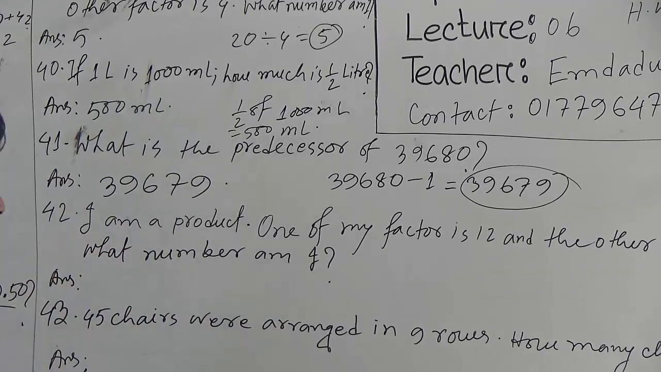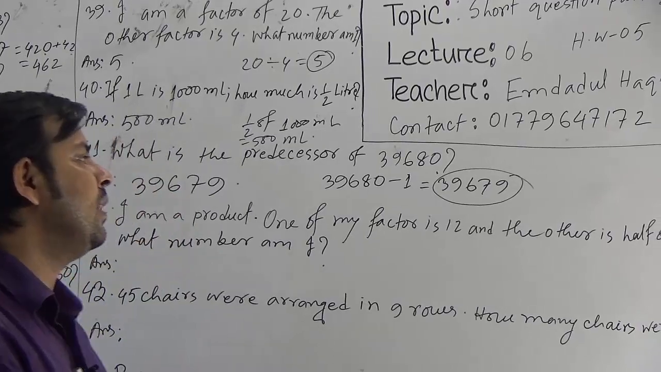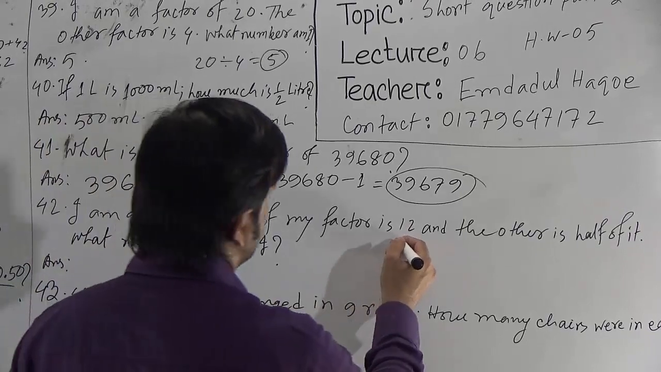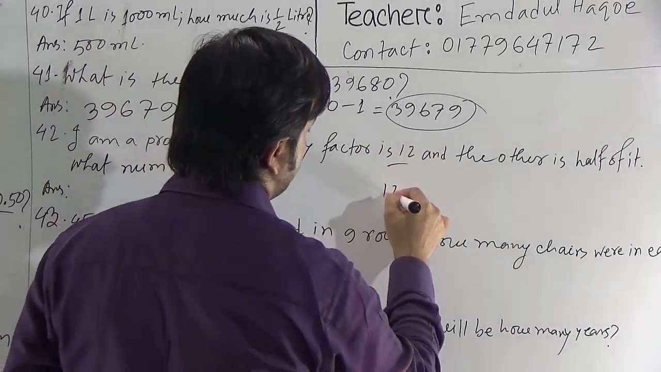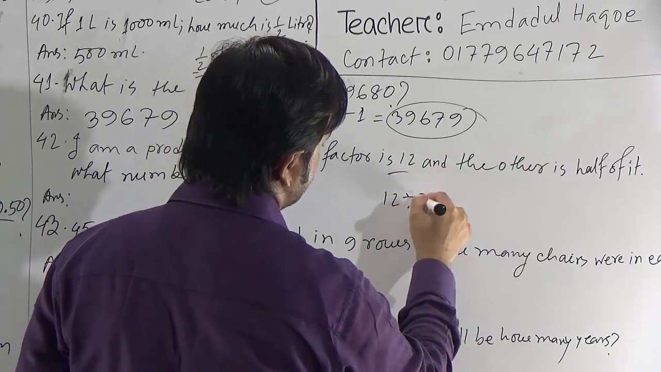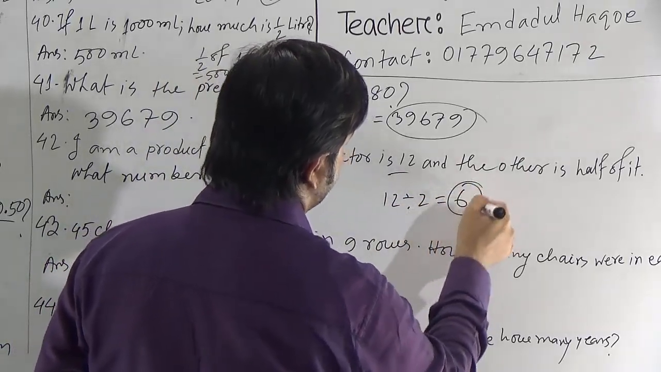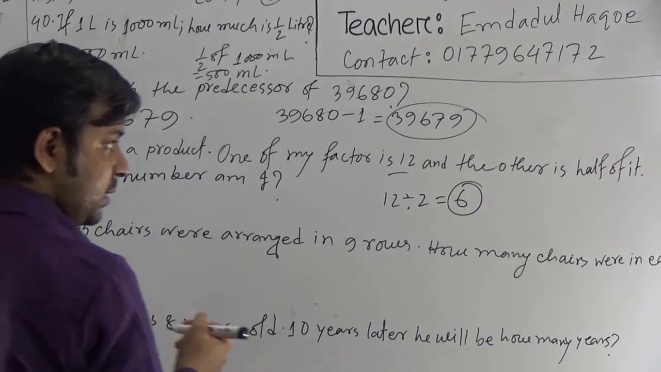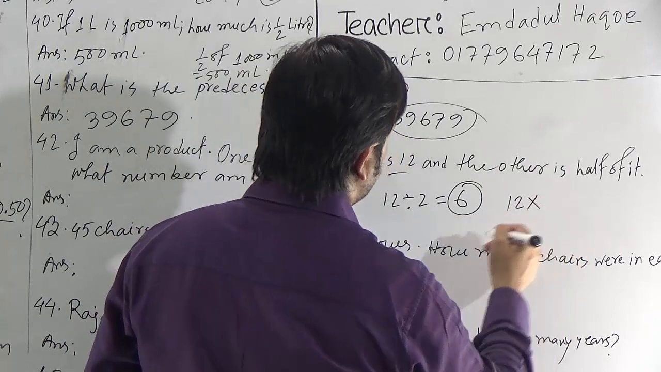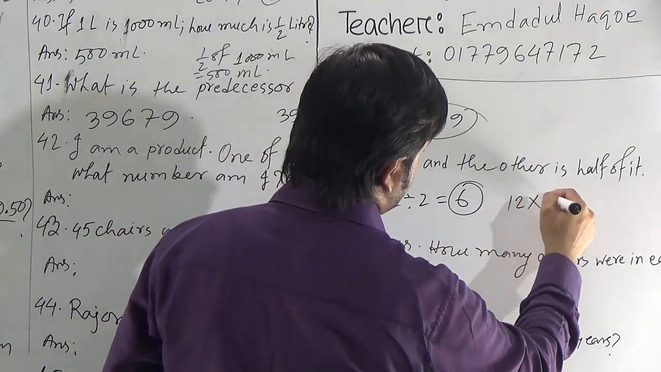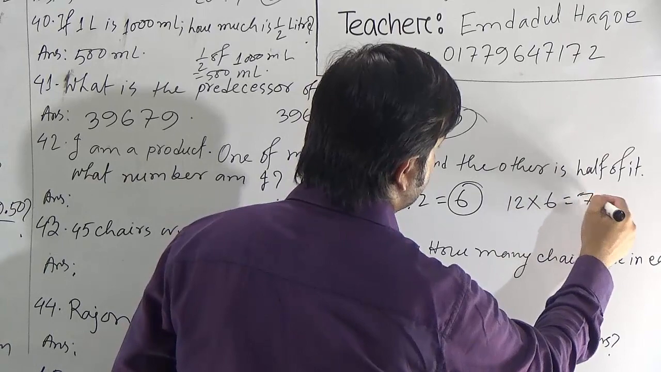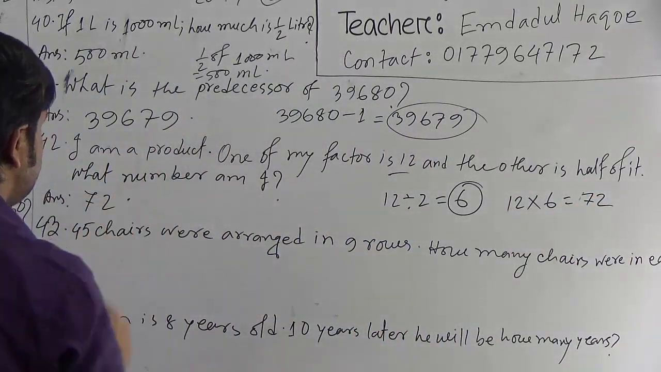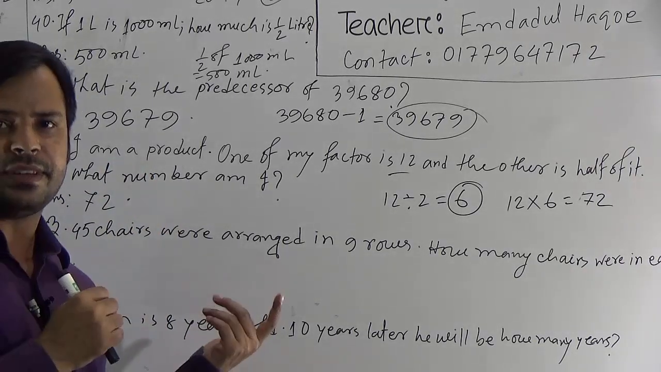Now the next question, 42. I am a product, one of my factors is 12 and the other is half of it. It means if we divide 12 by 2, we will get the other factor. The question is, what number am I? As I am a product, the required number will be the product of these two factors, 12 and 6. That will be 6 12s are 72. So the product is 72. It means I am 72.